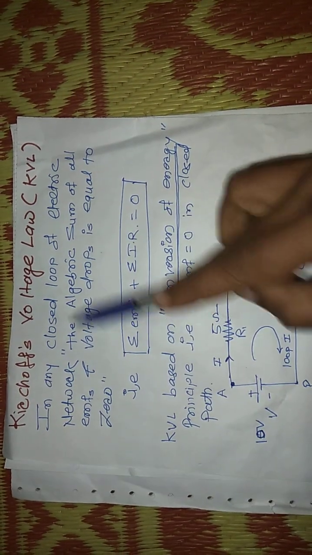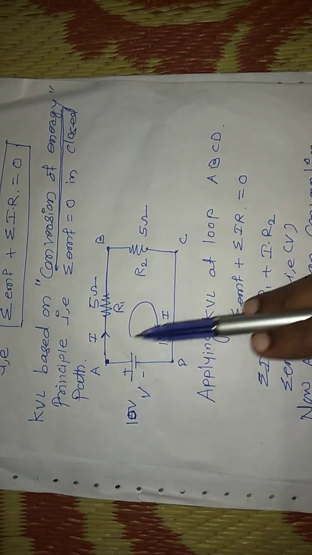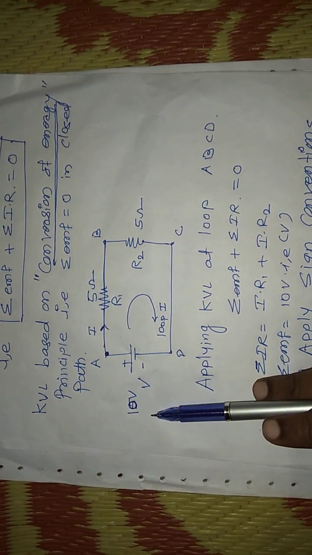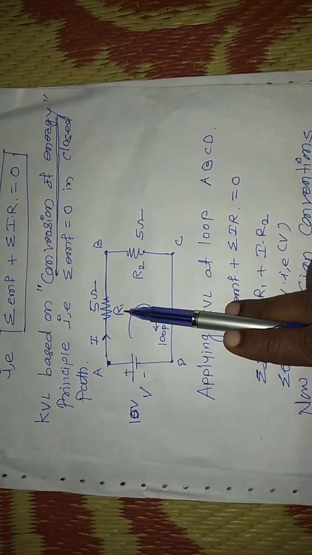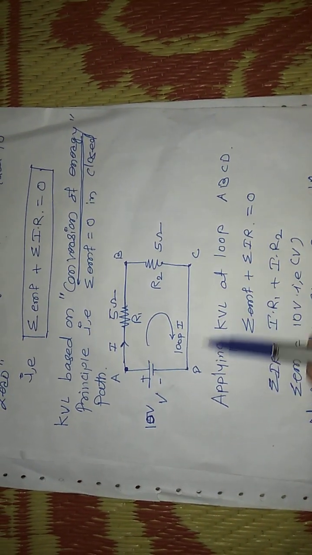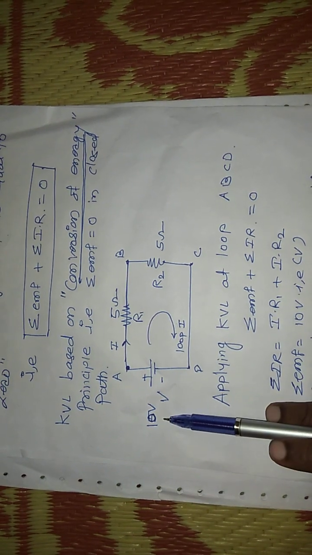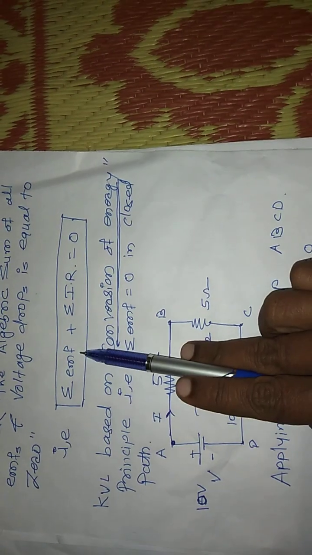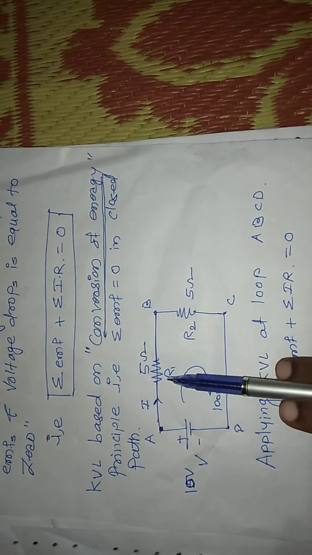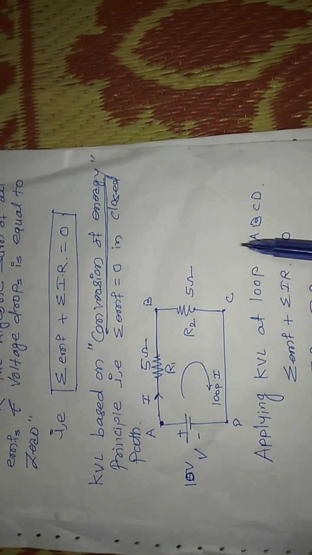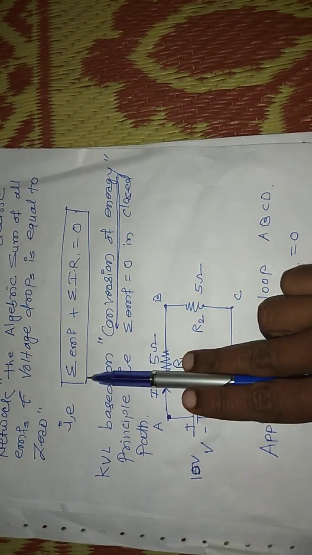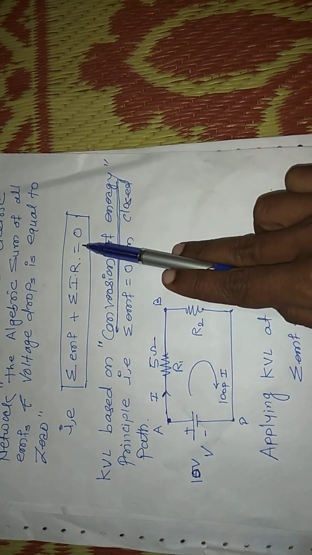Means in a closed loop, for example, this is one circuit. This circuit consists of one battery of 10 volt. It consists of two resistors, R1 and R2, and there is one closed loop. In this closed loop, the number of EMF is 1, that is summation of EMF plus summation of IR. IR means the voltage drop, the voltage drop across resistor R1 and across resistor R2. That is, summation of EMF plus summation of IR is equal to 0.